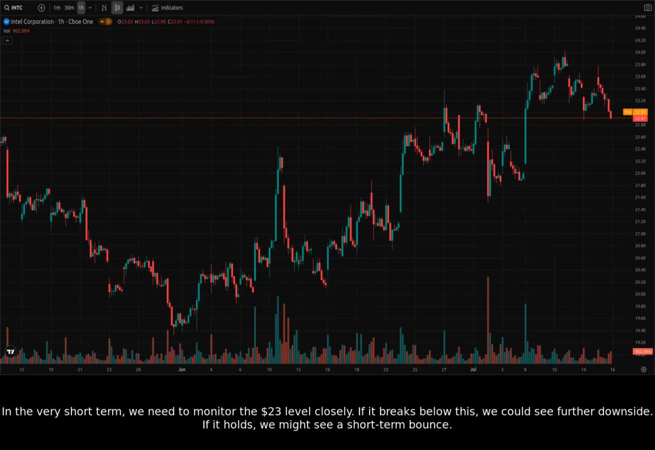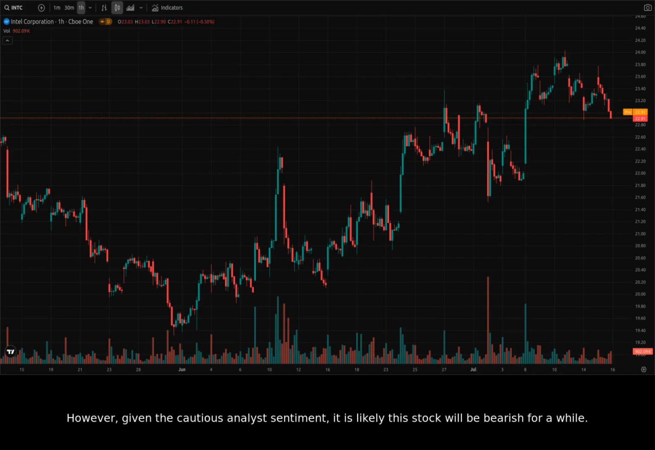In the very short term, we need to monitor the $23 level closely. If it breaks below this, we could see further downside. If it holds, we might see a short-term bounce. However, given the cautious analyst sentiment, it is likely this stock will be bearish for a while.